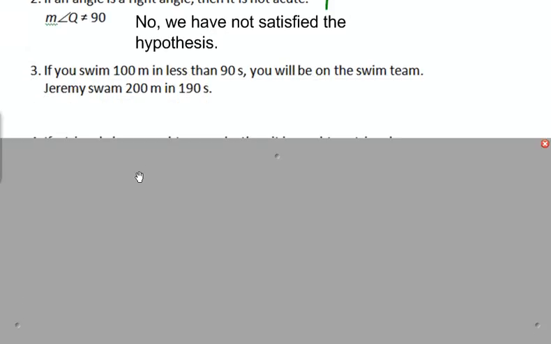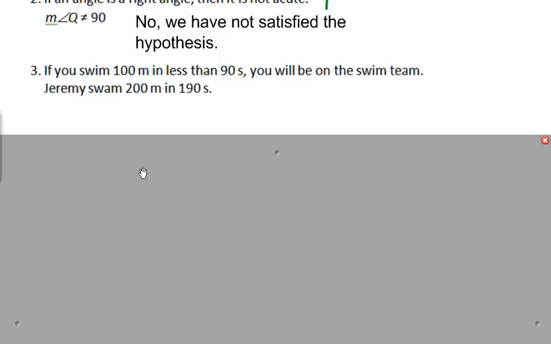All right, number 3. If you swim 100 meters in less than 90 seconds, you will be on the swim team. All right, Jeremy swam 200 meters in 190 seconds. So this is a true conditional we're assuming. Unfortunately, if you look at this, you could say the average would be 95 seconds for the 100 meters, so that's not even low enough. And Jeremy could have swum one of the 100 meters in less than 90 seconds, but we don't know. Not enough information. So we can't use this law again.